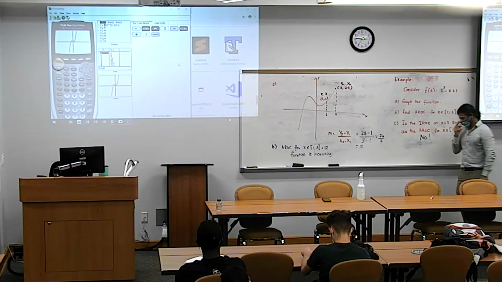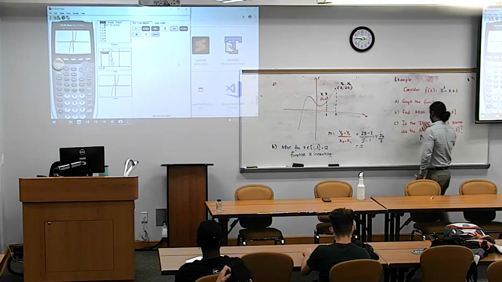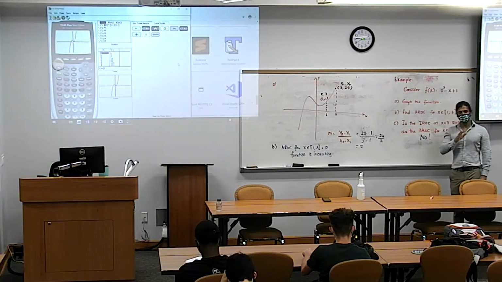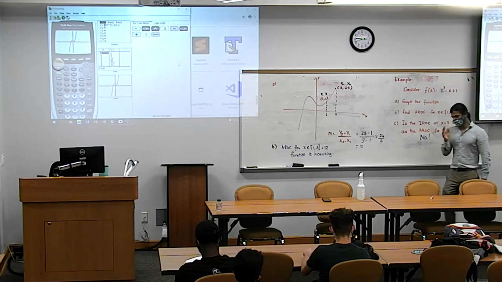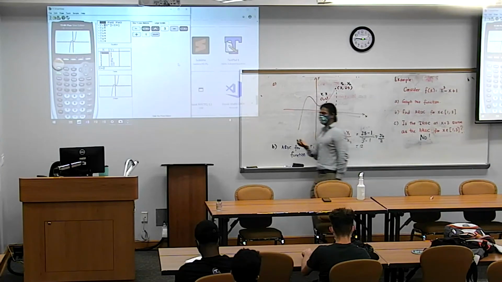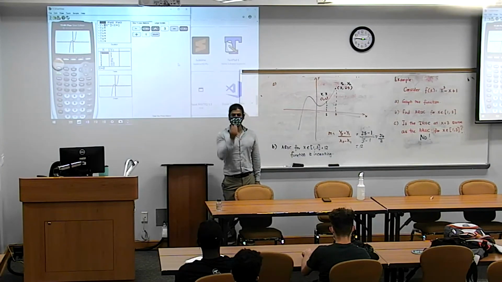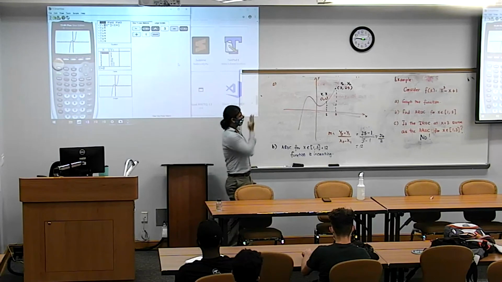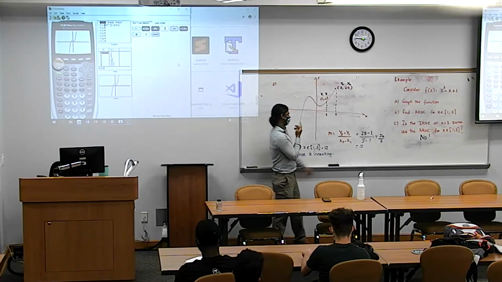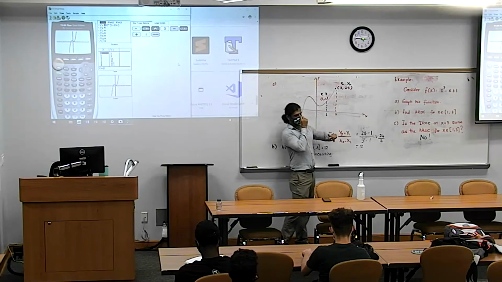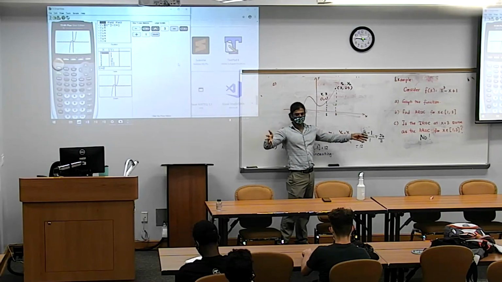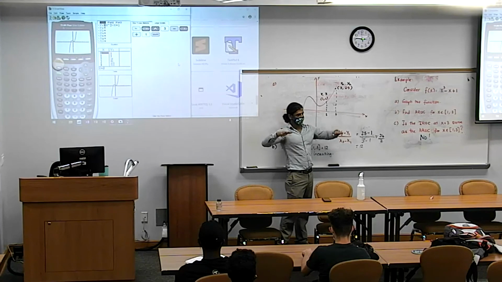But in practice, we would like to know the instantaneous rate of change. We would always want to know at a given instant, how is something changing? So how would we go about finding the instantaneous rate of change for a function that is not linear? That's where the derivative comes into play.